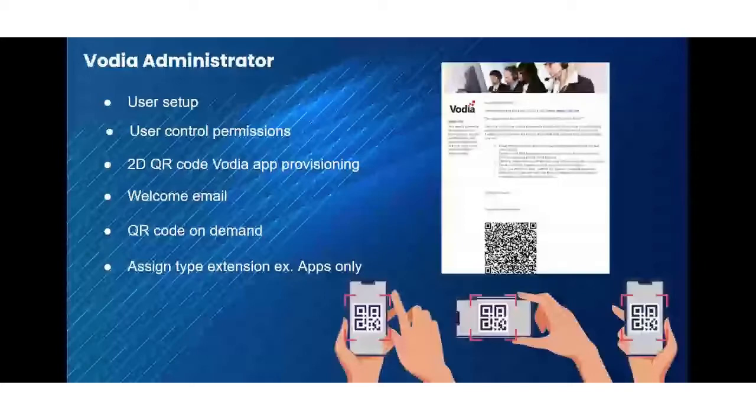So when we talk about the administrator, obviously that's going to be who's setting up the users and defining permissions. Users are going to receive a welcome email with a QR code that they can use to provision the mobile app. The QR code's also available in the Windows app by clicking on your profile picture and then choosing QR code. In the multi-tenant hosted environment, when setting up a user, there are different levels of users as well. And one of them is being that a user will work only from the app. So you can have users that are apps only users.